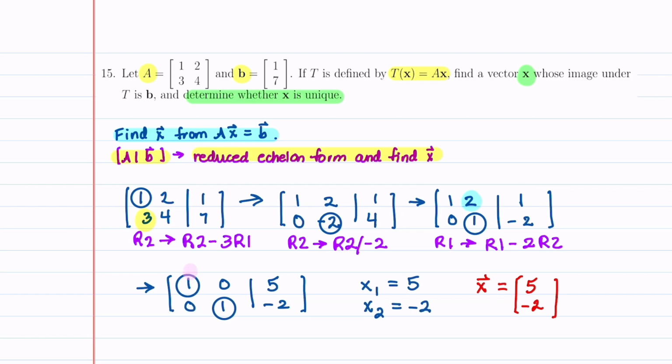We have a pivot in every column, and that tells us that we have one solution, so we can conclude from that that x is unique.